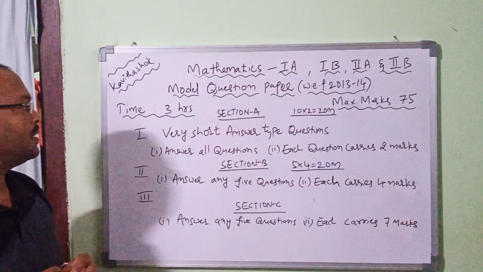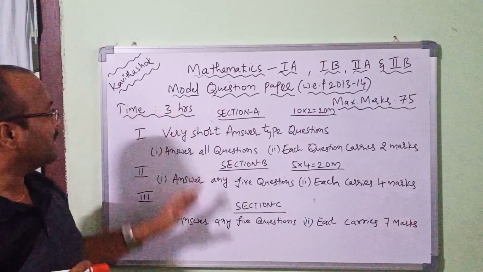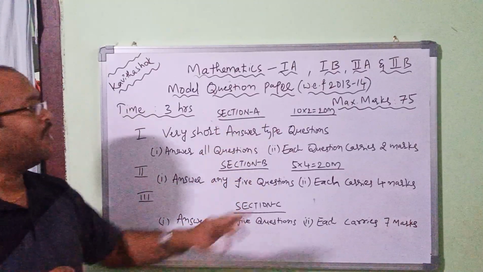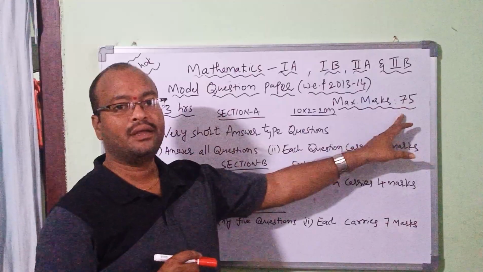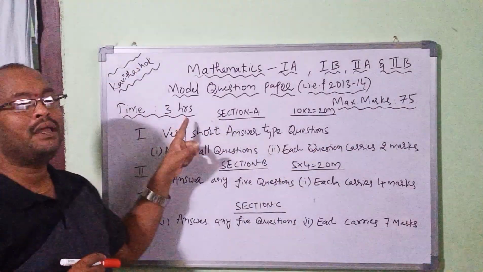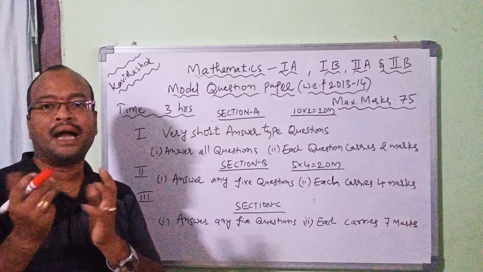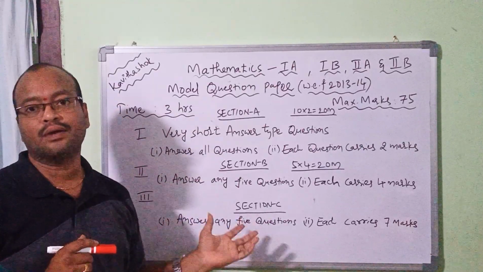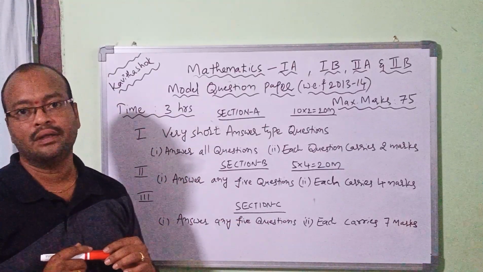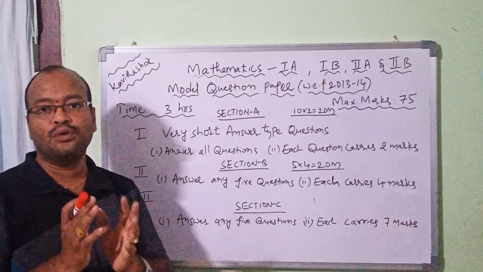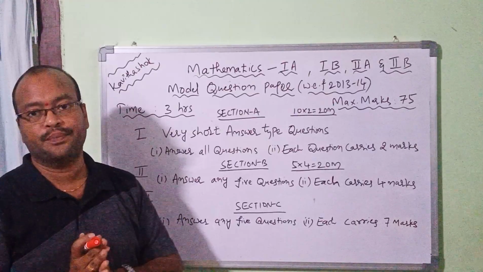In this question paper, we have three parts: section A, section B and section C, and the maximum marks will be 75 and the maximum time will be 3 hours. Up to 10th class, the question paper pattern is totally different, but here the question paper pattern is different. Before we start our intermediate, we have to know the pattern of the question paper.